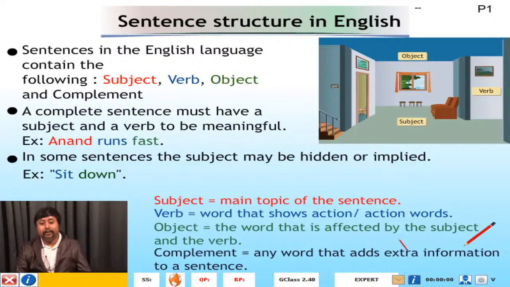In some sentences, subject may be hidden or implied. কেতিয়াবা subject to hidden হৈ থাকে, but সেইটো meaning to বুজি পোৱা যায়. Say for example, sit down. কোনোবা যদি তোমাক কয় sit down, that means what? You sit down. That you word is hidden, but it can be understood, right?